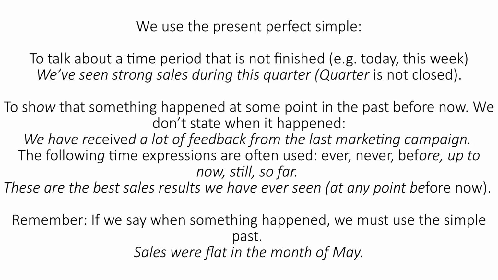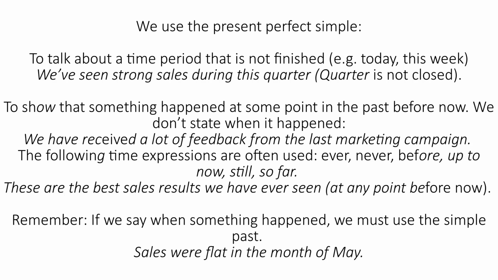So another one is to show that something happened at some point in the past before now, okay, but we don't state or say when it happened. So we have received a lot of feedback from the last marketing campaign. When did we receive this feedback? We don't really know, but it is relevant to the present, okay? So that's why we use a present perfect.